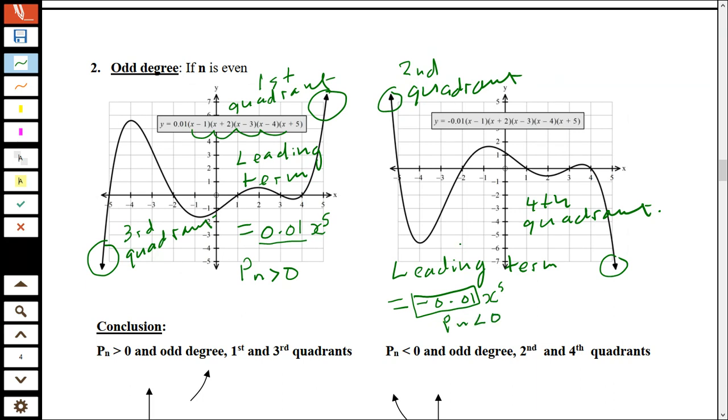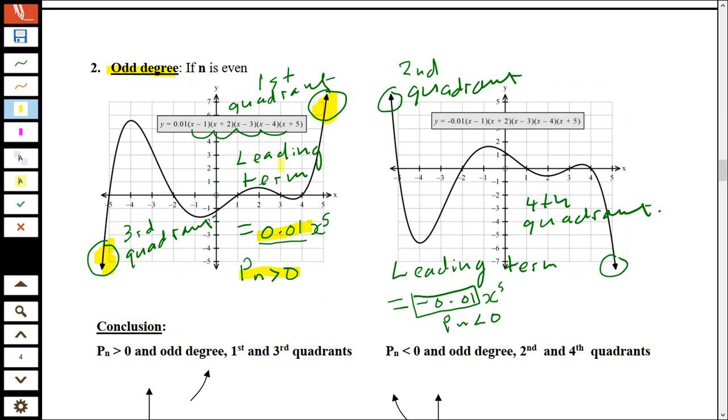So our conclusion will be, if you've got an odd degree polynomial, and we can tell it's odd degree because you've got degree 5 for the leading term, and you've got a negative leading coefficient, then you begin in the second quadrant and finish in the fourth. And over here, if you've got an odd degree and you've got a positive leading coefficient, you're going to be starting in the third quadrant and finishing in the first quadrant.